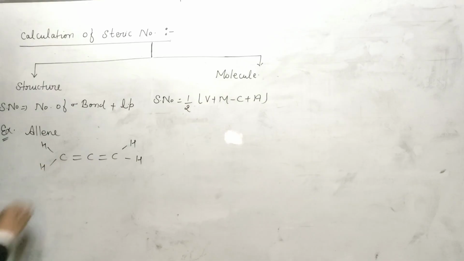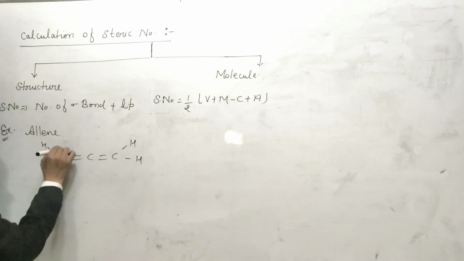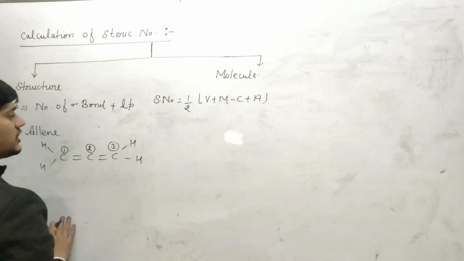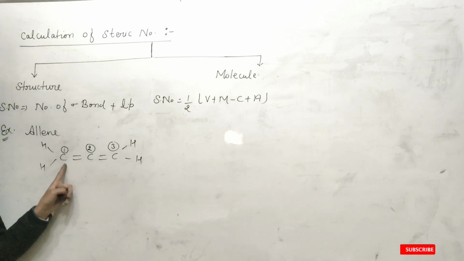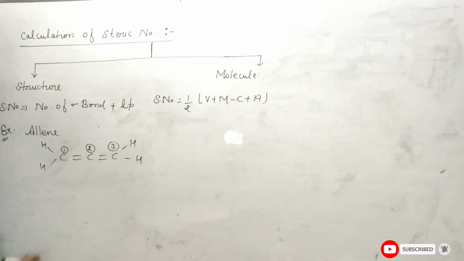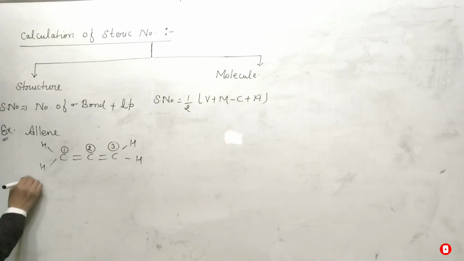There is one hydrogen and this hydrogen. If we consider the carbon number 1, the second and the third. So for the first carbon, the geometry around this carbon can be calculated. How? First of all, we calculate the steric number.